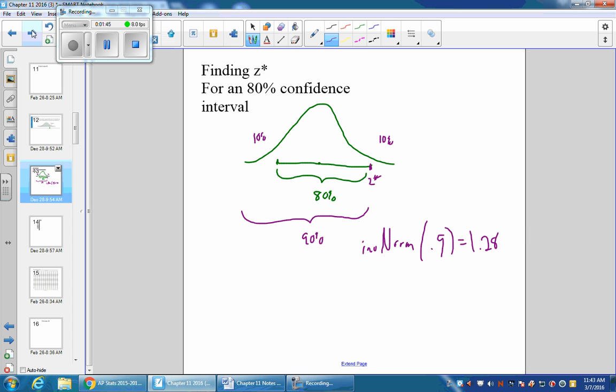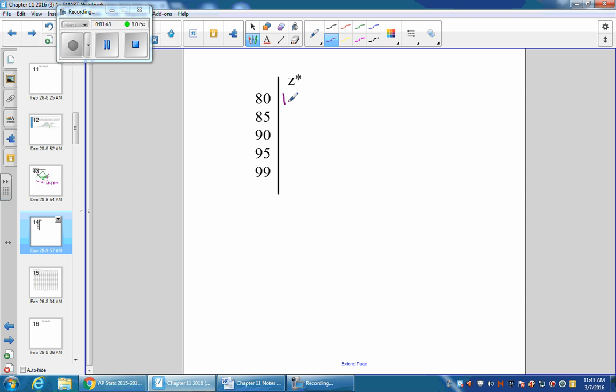All right, now let's try some more. So we know 80% confidence interval is 1.28. Let's try 90. If I do a 90% confidence interval, we're going to have 90% in the middle. So that means 5% on each side. So we do an inverse norm of 0.95. So if I do inverse norm, 0.95, that's 1.64. And that's the value there.